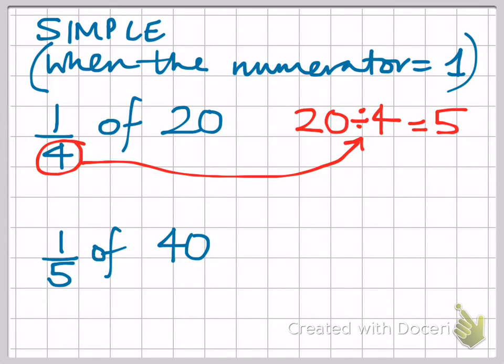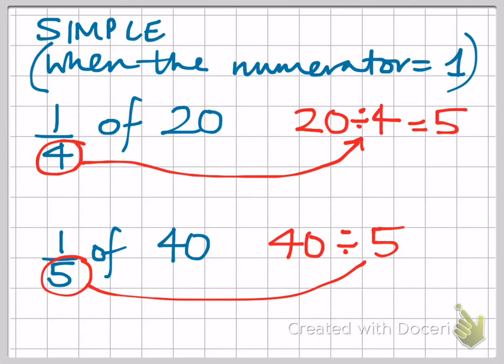Let's look at this example here. 1/5 of 40, you're effectively working out 40 divided by the number on the bottom, which is 5. So the answer to this one would be 8. A little chart that helps to remember is: divide by the bottom.